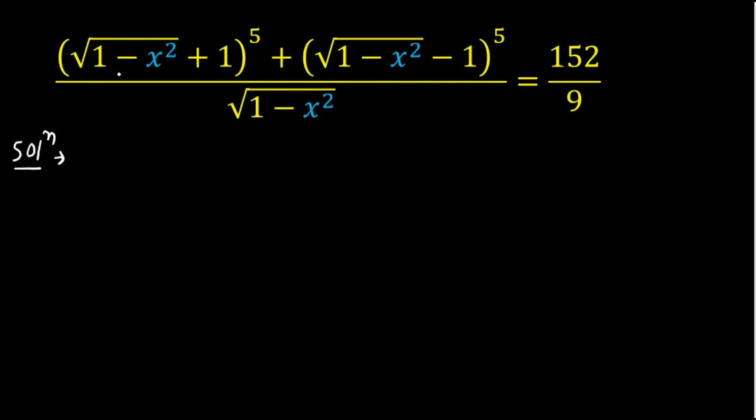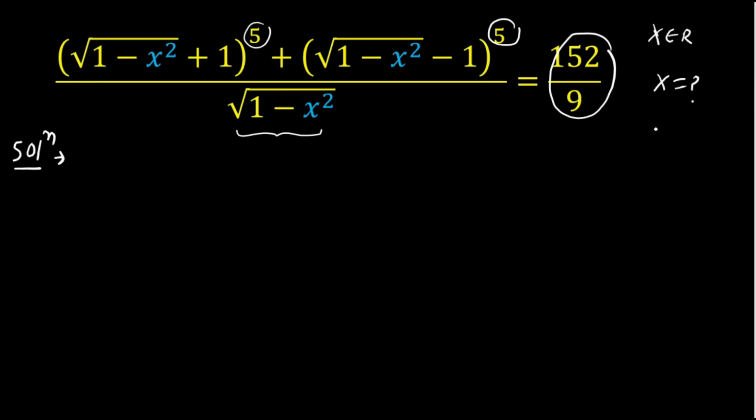Hello students, in this video we are going to solve [(√(1−x²)+1)^5 + (√(1−x²)−1)^5] divided by √(1−x²), and this is equal to 152/9, where x belongs to the real numbers, and we will find the value of x.